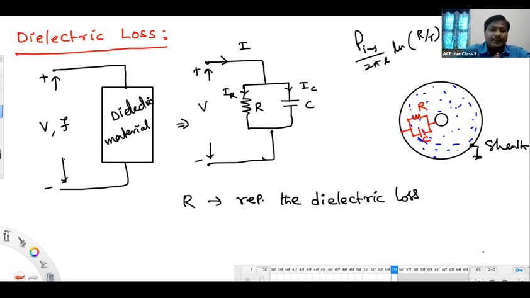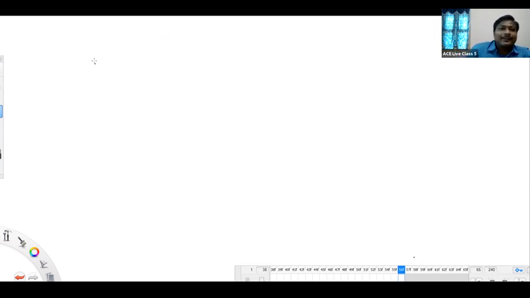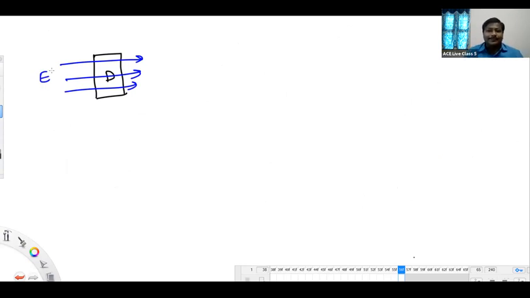Okay, I'll tell you. Very simple. If you keep a dielectric material in the presence of an external electric field, what will happen to that material? Anybody please tell me. It will be polarized. And there is some dipole formation, and these dipoles will be aligned in a certain direction.